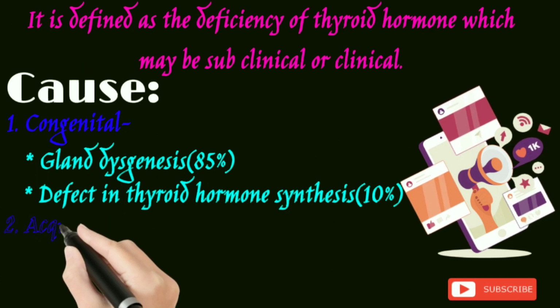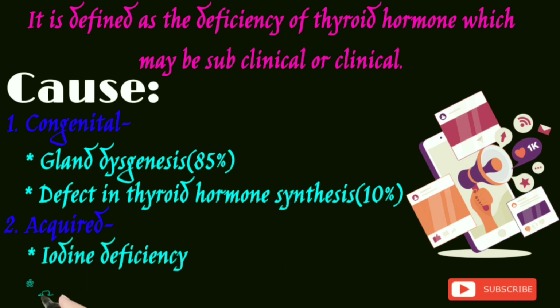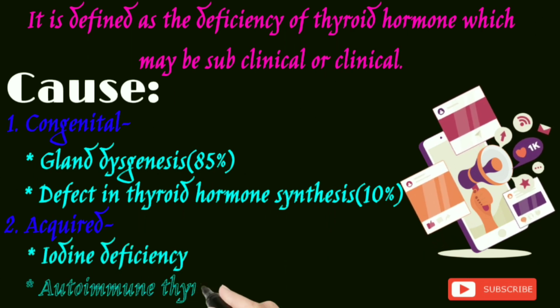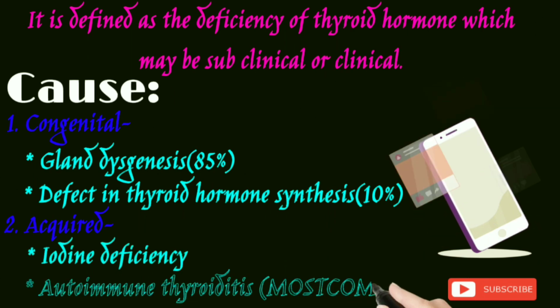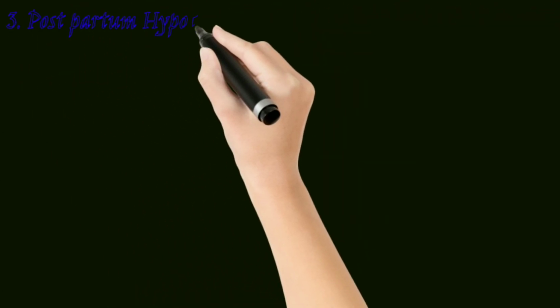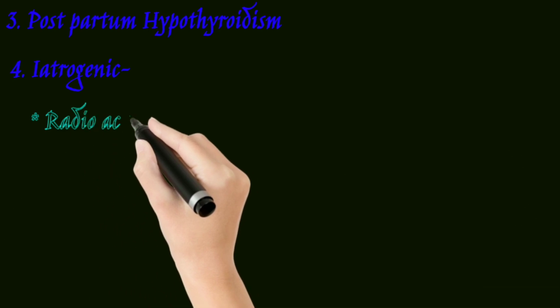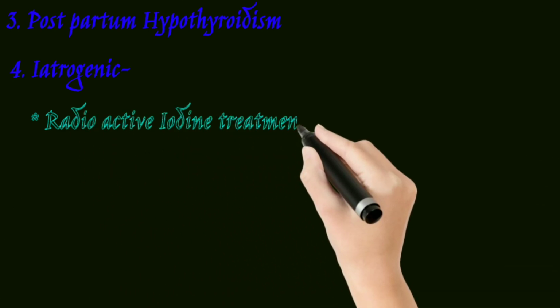Number 2, acquired causes, which includes iodine deficiency. Number 2, autoimmune thyroiditis, which is actually the most common cause, also called Hashimoto's disease. Third, postpartum hypothyroidism. Number 4, iatrogenic, that is, may be due to radioactive iodine treatment.